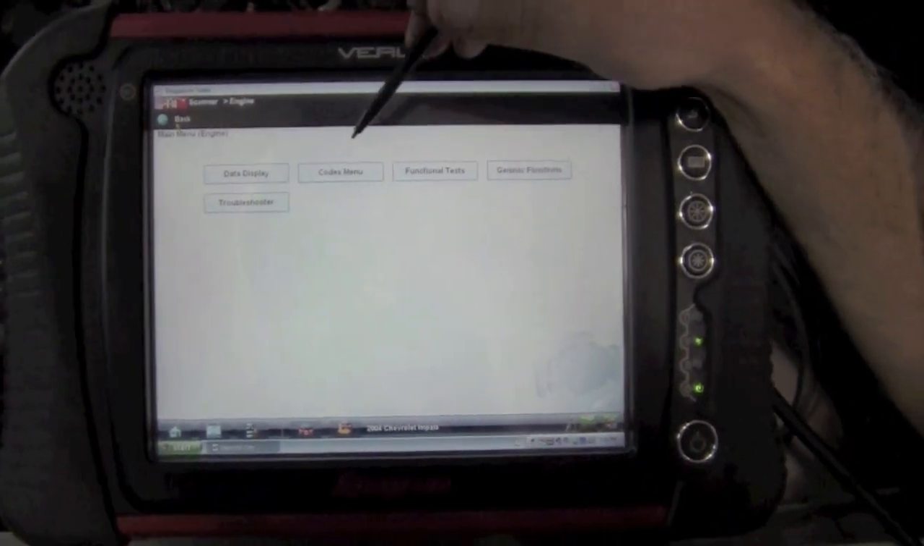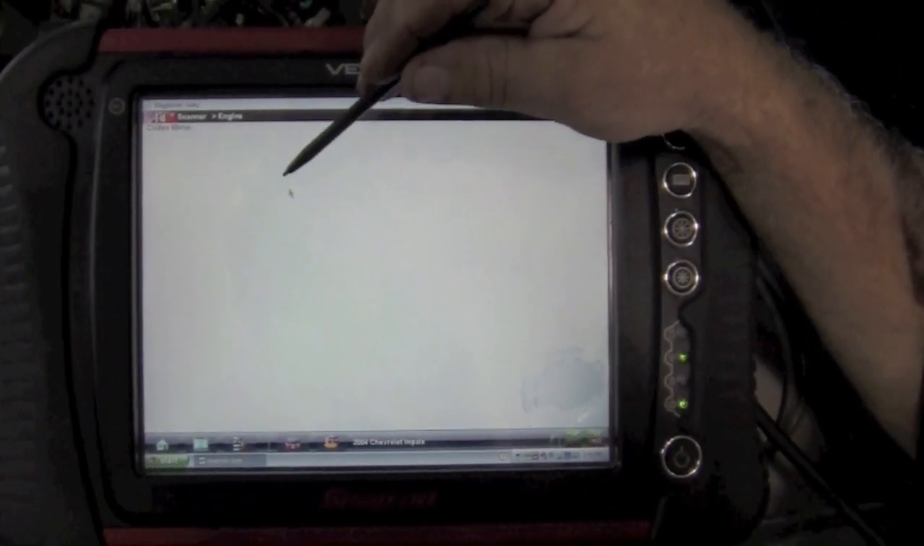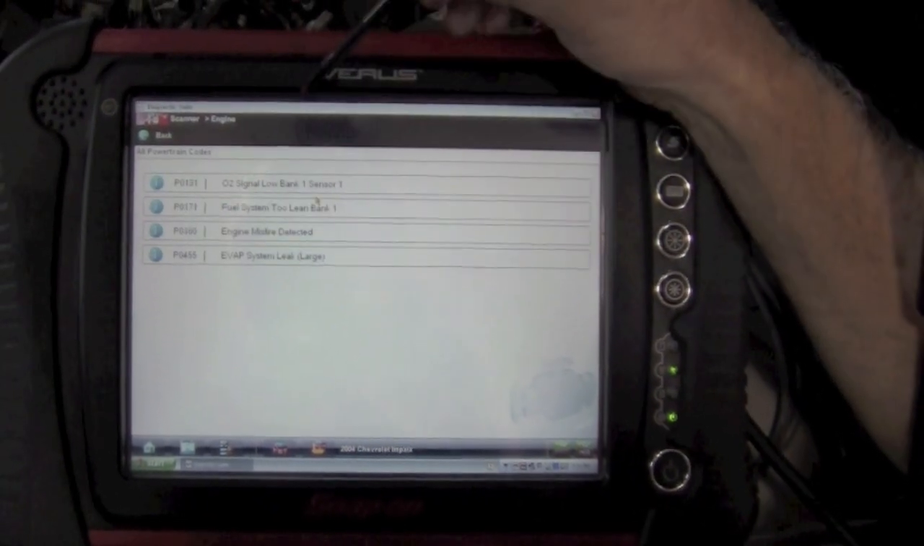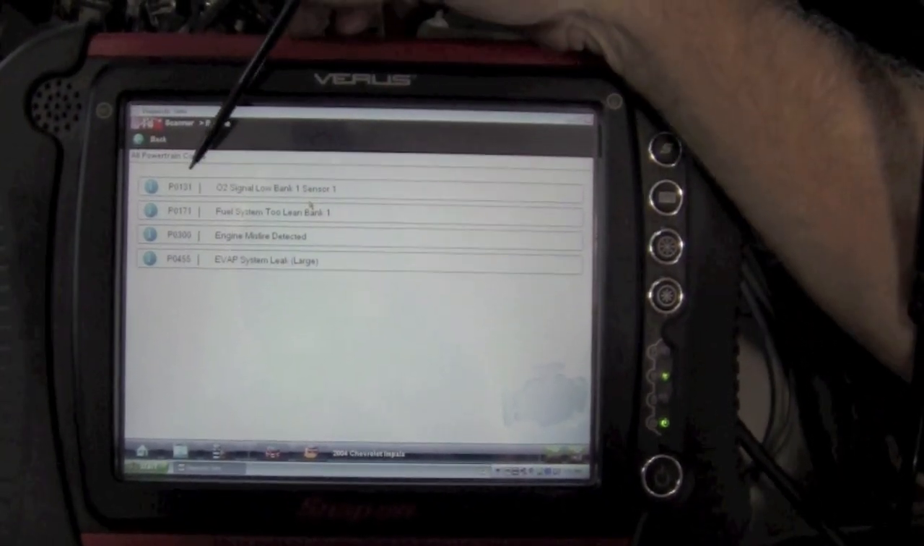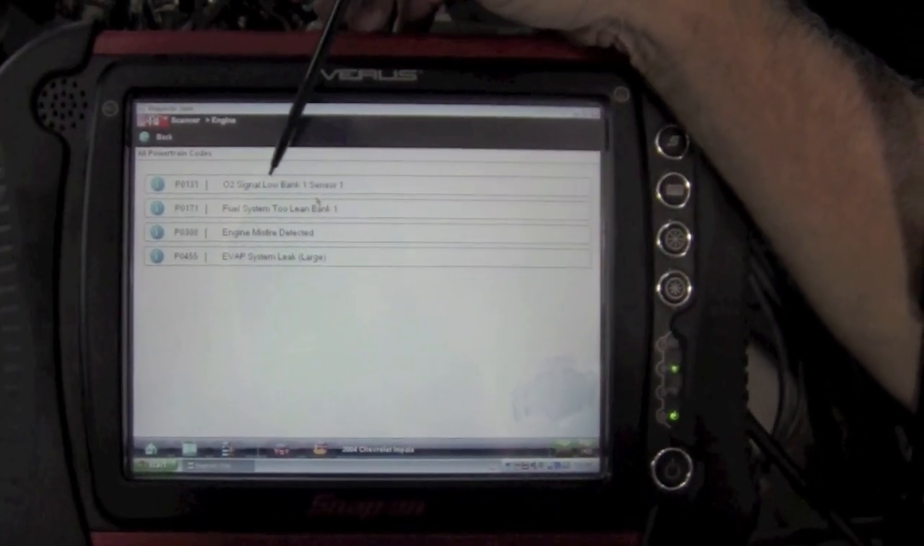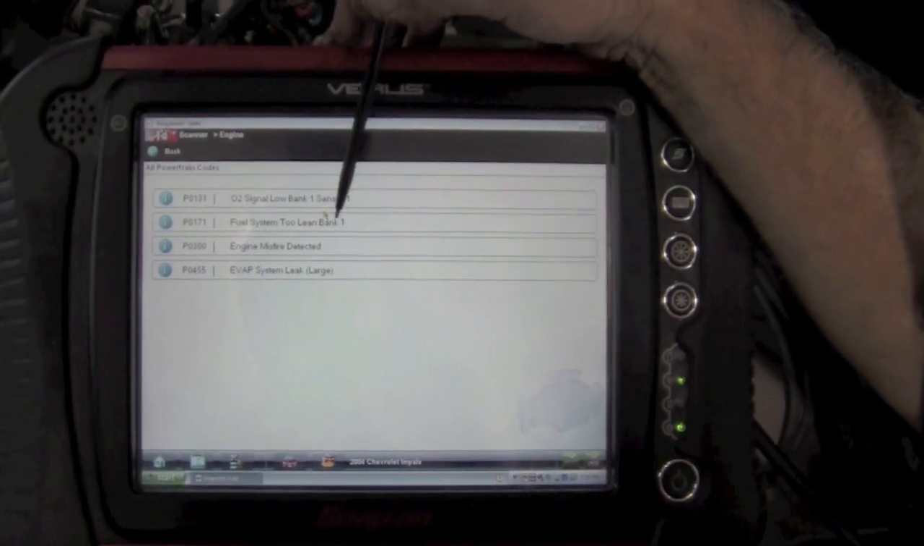Remember, the check engine light is on, and now and then it blinks. So in the scanner, we're going to look at codes. We're going to display our codes, engine codes. Here's what we've got. P0131, the O2 signal, bank 1, sensor 1 is low. P0171, bank 1 is lean.